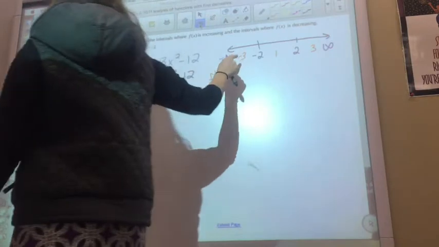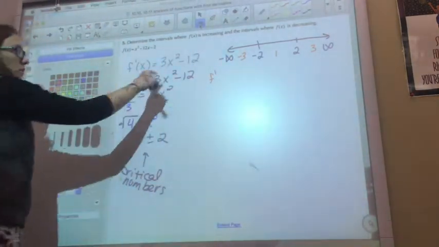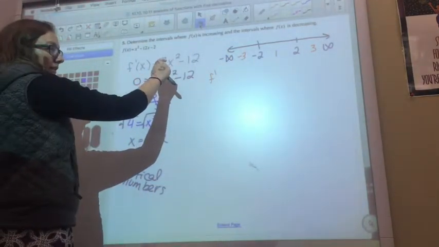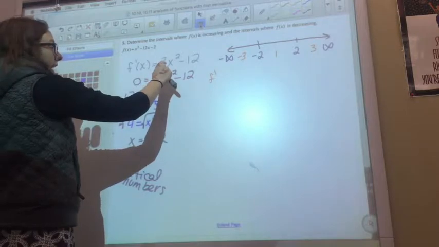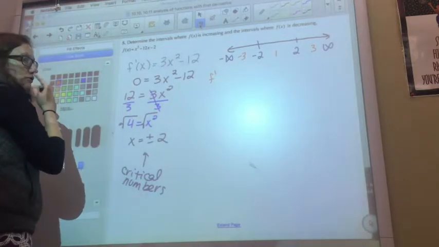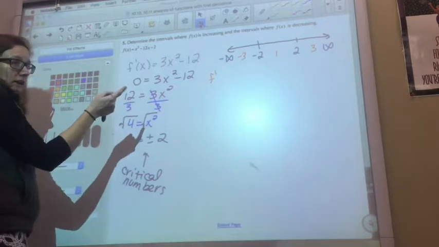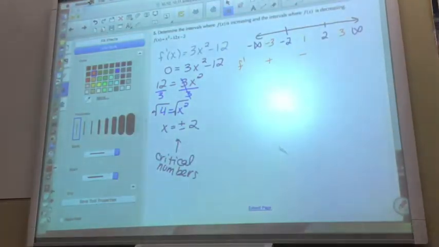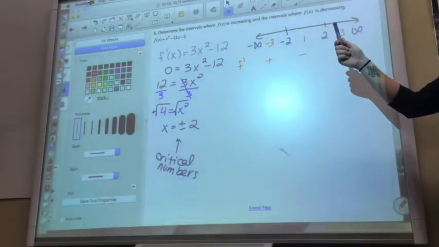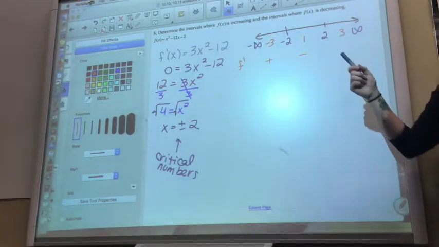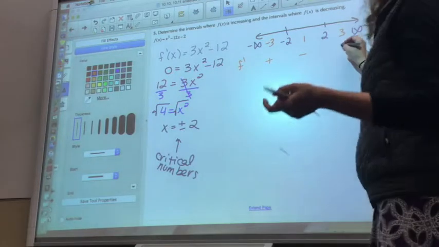So, Ethan, when we plug in -3, what's -3 squared? 8, no, it's 9. 9. 9 times 3 is 18. Try that again. 9 times 3 is 27. That I'll believe. And 27 minus 12, positive or negative? Okay. 3 squared was 9. 9 times 3 is 27. 27 minus 12 is positive.